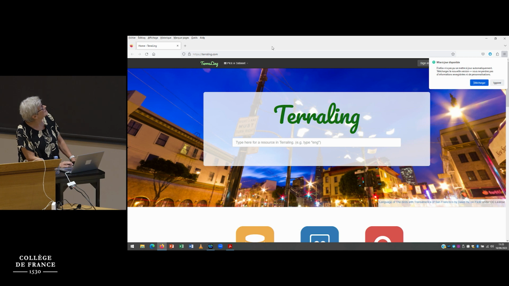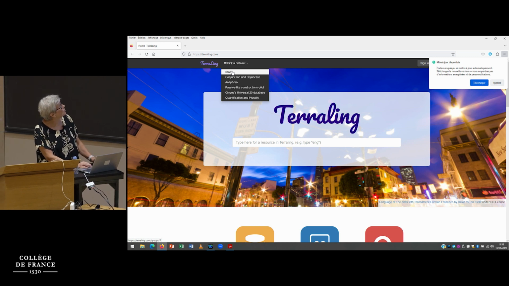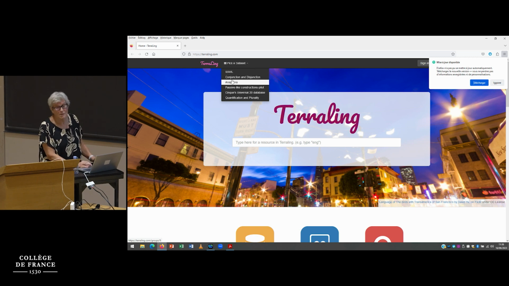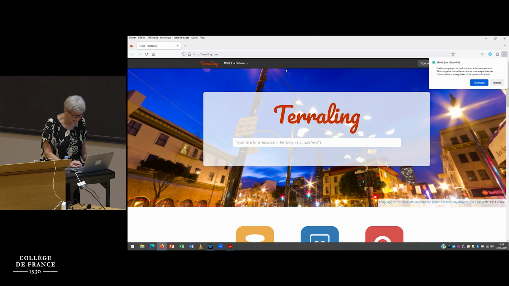So this is the database. As it is now, we are working on a new user interface. And what you see here, there's different data sets. So there's a data set called SSWL, which I will talk about, the syntactic structures and semantic structures of the world languages. There are semantic databases, conjunction and disjunction. There is a database about anaphora. There is Cinque's Universal 20 database, an earlier version. There's a data set about quantification and plurality.